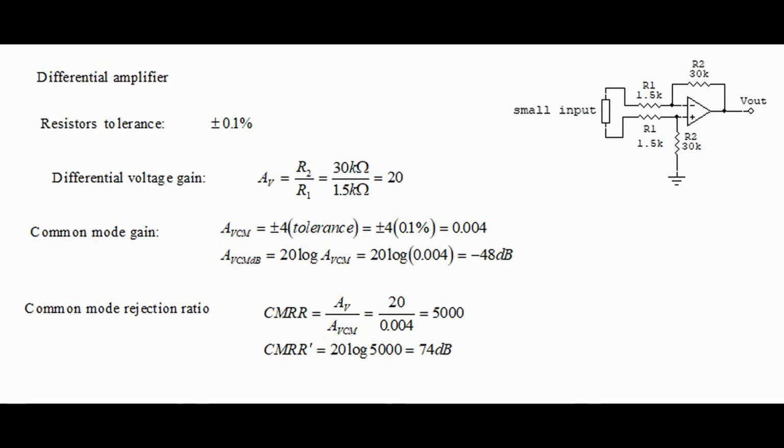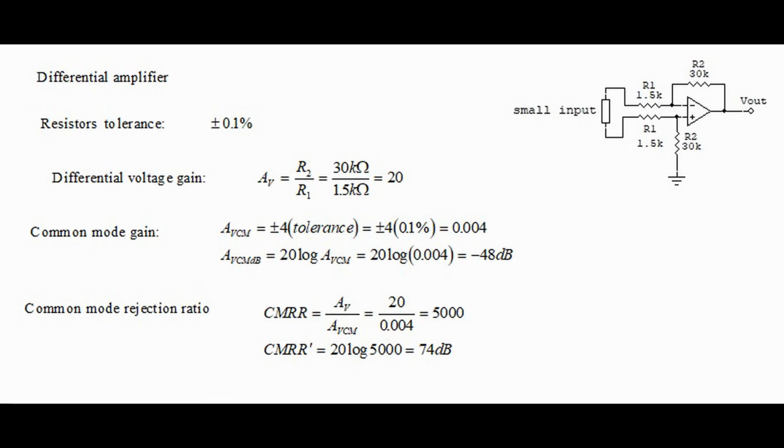The noise going into both inputs will be amplified equally, and this is called common mode gain. Common mode gain is calculated with the formula shown, and when we convert it to decibels, we get negative 48 dB, which is a very low gain. A gain of negative 48 decibels means that the op-amp is rejecting the noise.